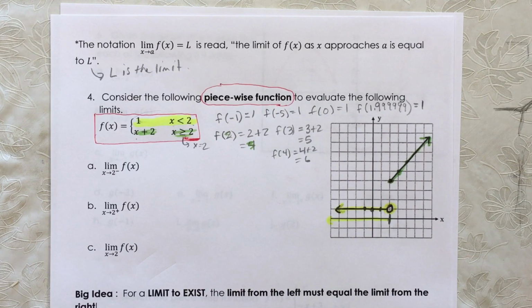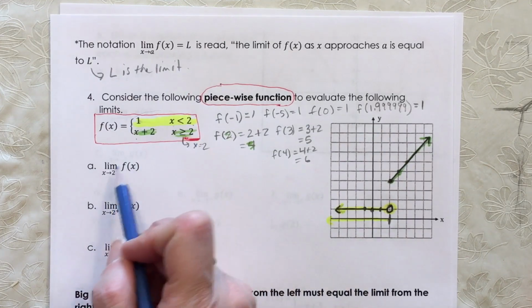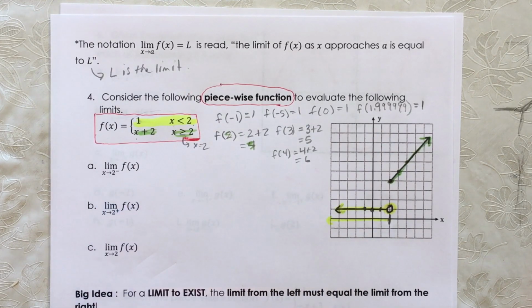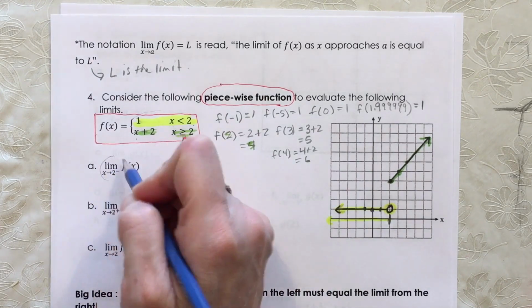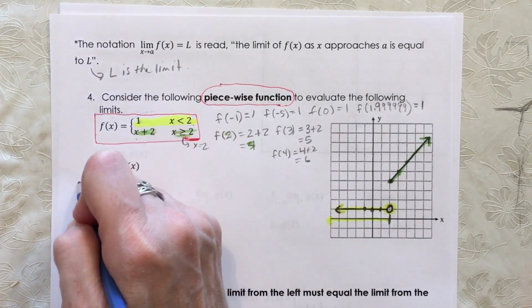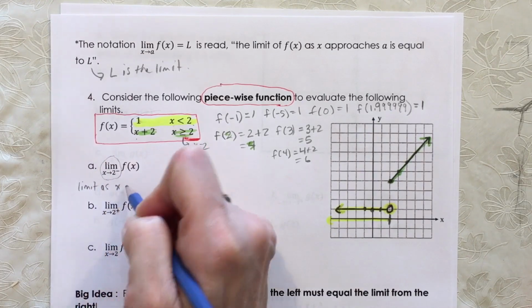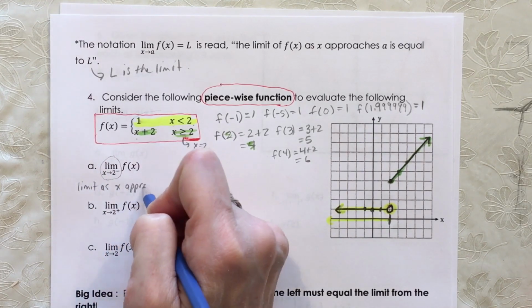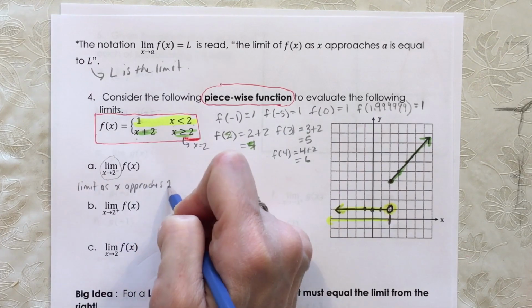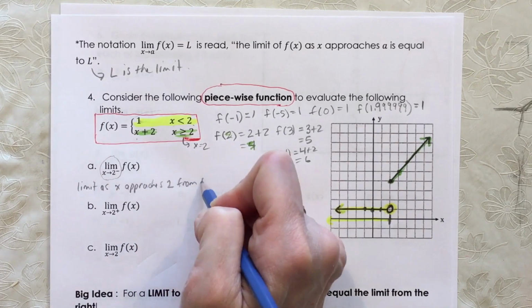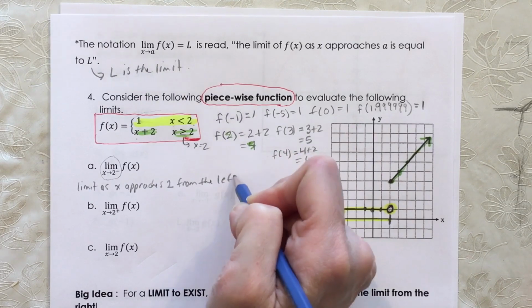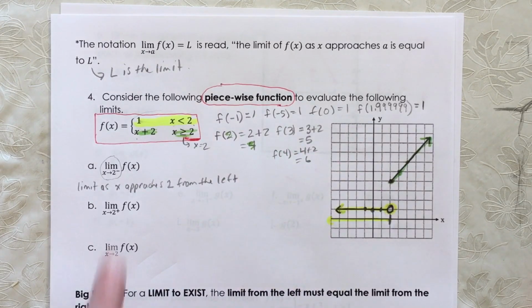Okay, so some new notation here. This says the limit as x approaches 2, and then there's this little negative sign here. So what do you say to yourself when you see this? You should be reading the limit as x approaches 2 from the left of your function f at x. The limit as x approaches 2 from the left.